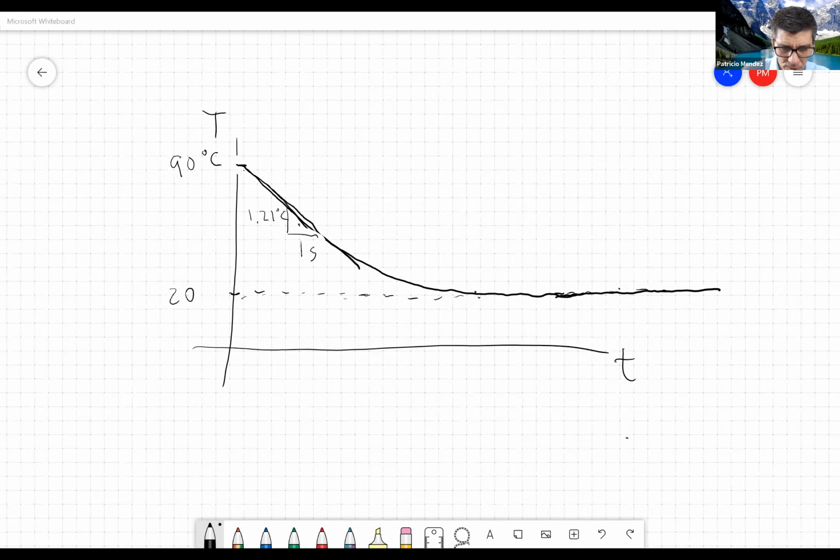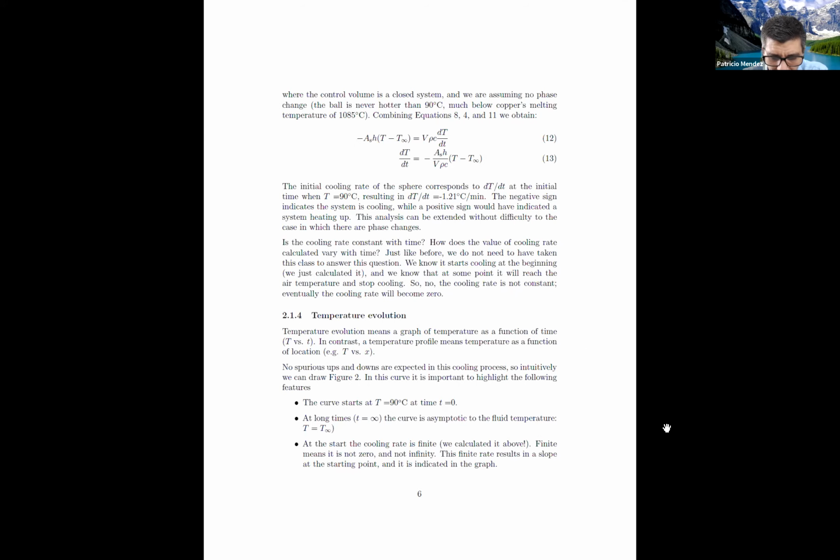So let's go back to our notes. In the notes, I mentioned the things we just did. That we know where the curve starts. We know where the curve finishes at long times. We know the cooling rate at the beginning, and this is important. Let me show you something.